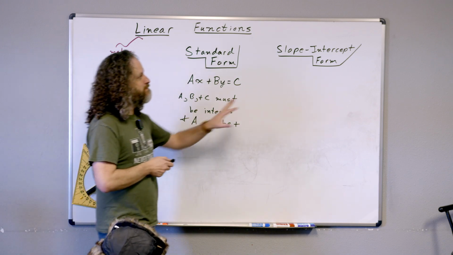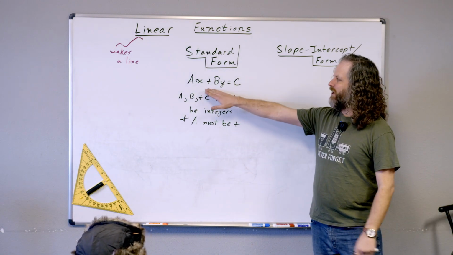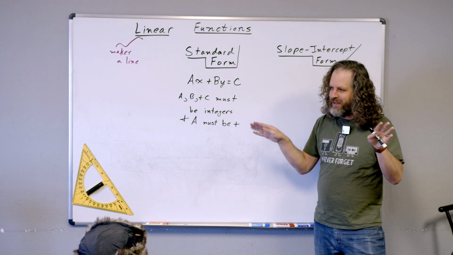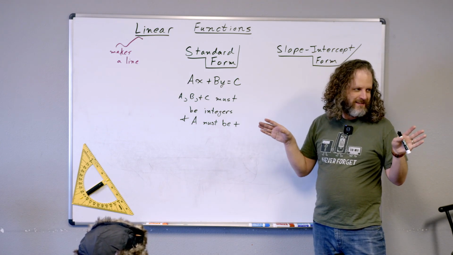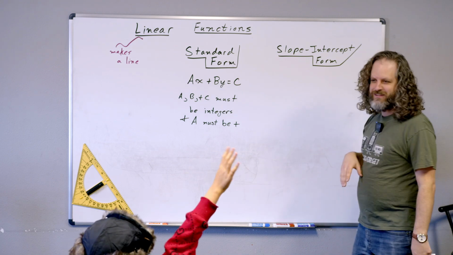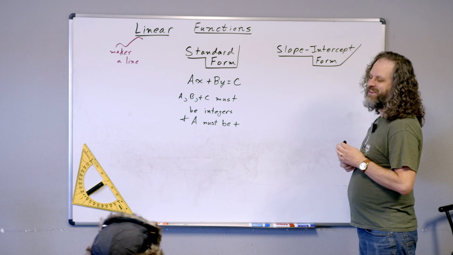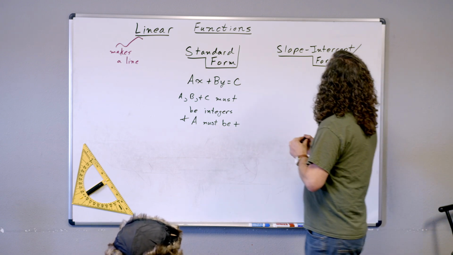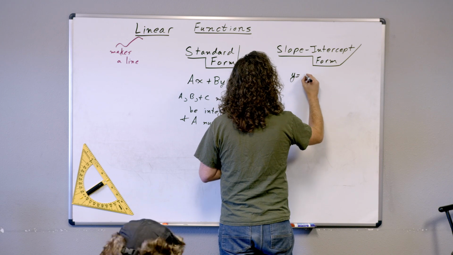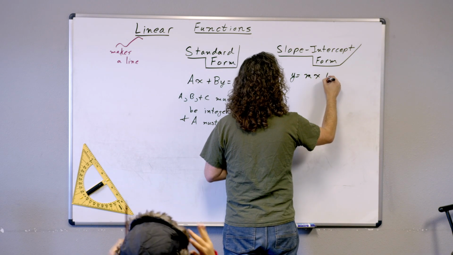Now this guy is much more useful. This one, if we're looking at an equation that's in standard form, it tells us nothing. Nothing at all. Okay? So it's useless, but it's formal. Yes, ma'am? Is slope-intercept form the m equals? Yes, it is. The slope-intercept form is y equals mx plus b.